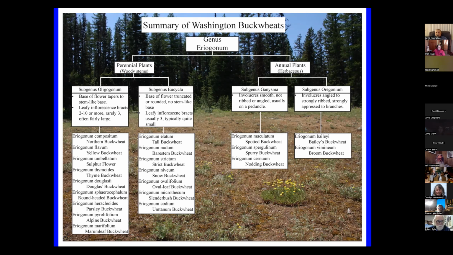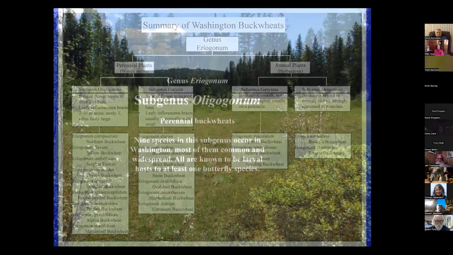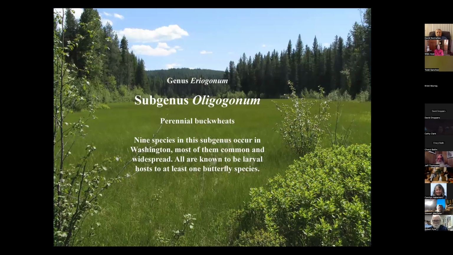And the other 2 groups are annual buckwheats. These are buckwheats which have to grow up from seeds each year, and their populations tend to be sketchy. They tend to move around from time to time, sometimes harder to find. But we'll talk about all these as we go through this. The first subgenus, Oligogonum, we have 9 species in this subgenus in Washington. Most of them are common and widespread. All of them are known to be larval hosts for at least one butterfly species.